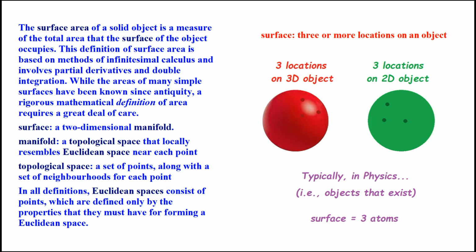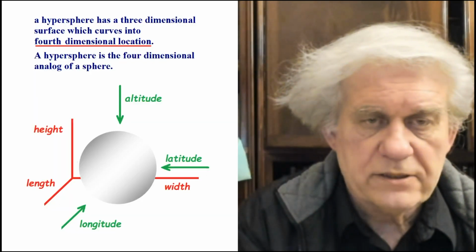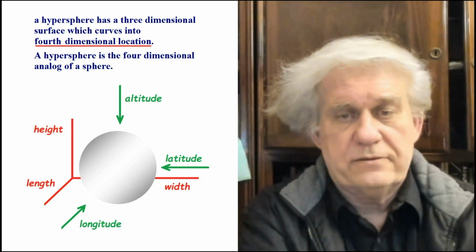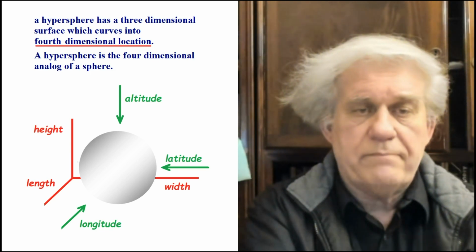If you have three locations on a plane, an ideal plane, for example, again, you have a surface. Typically, in physics, which deals only with objects that exist, a surface is equal to the location of three atoms. Okay? So we're talking about the locations of three atoms that comprise the object under study. See how simple it was? Three locations. That's it. That's what a surface is. Okay, now that we have a definition, maybe we can make sense of some things here. Okay, here's this fellow. It says a hypersphere has a three-dimensional surface, which curves into fourth-dimensional location.